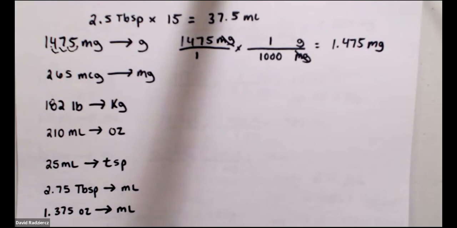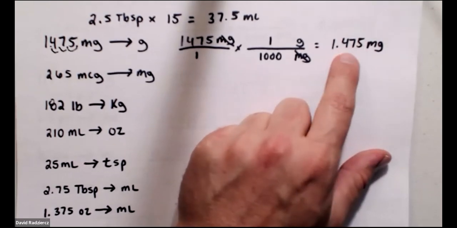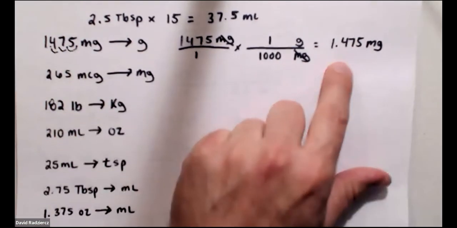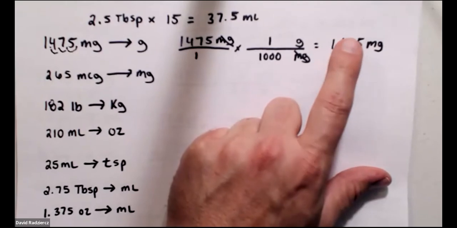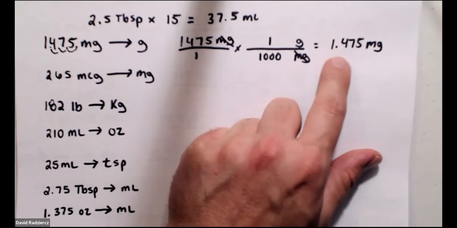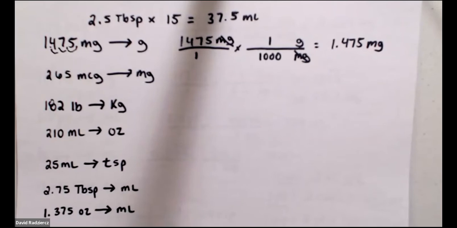That is your answer. Do not round that number to 1.5. When we're doing basic unit conversions, meaning going from milligrams to grams, that is your answer. Don't round that number, okay? Do not round basic unit conversions. I will show you an example where we will round in these practice problems, but for the metric to metric, milligrams to grams, micrograms to milligrams, do not round those numbers.